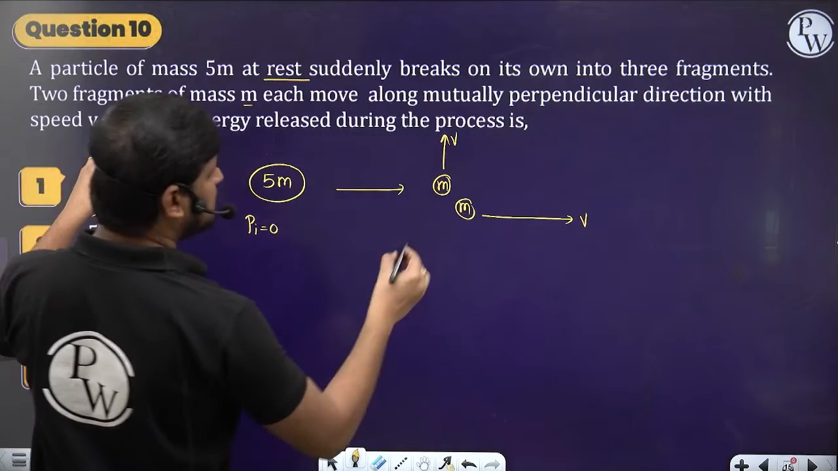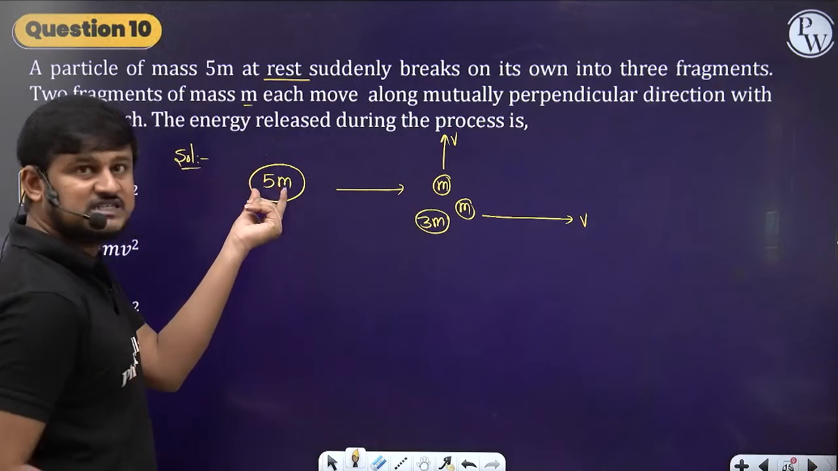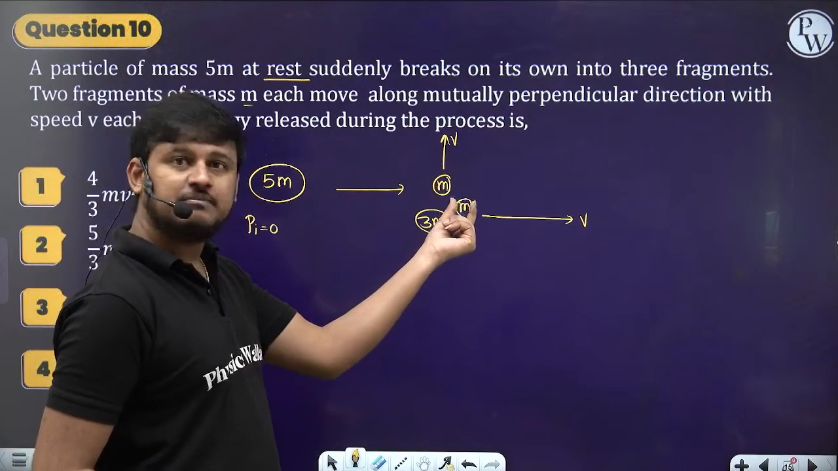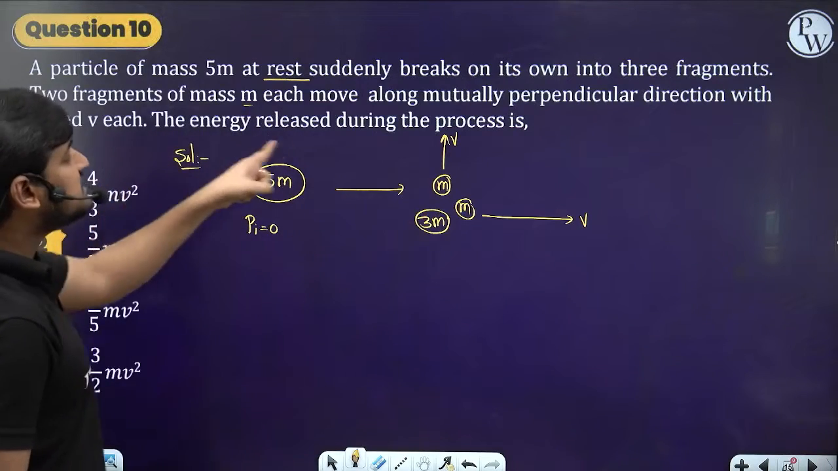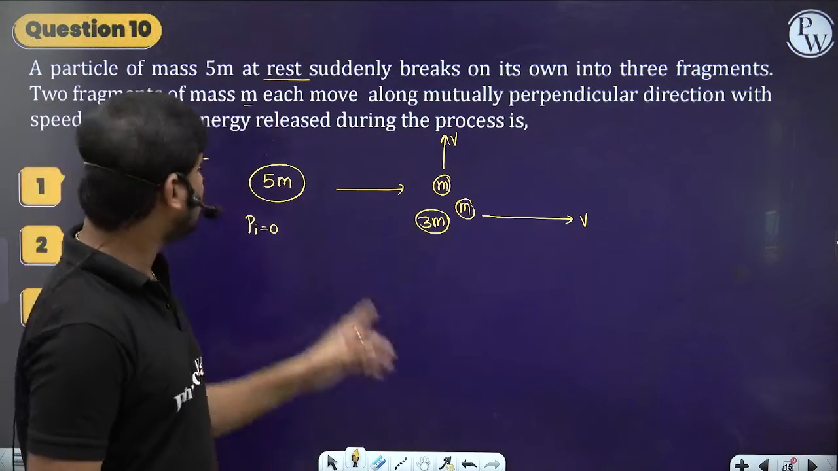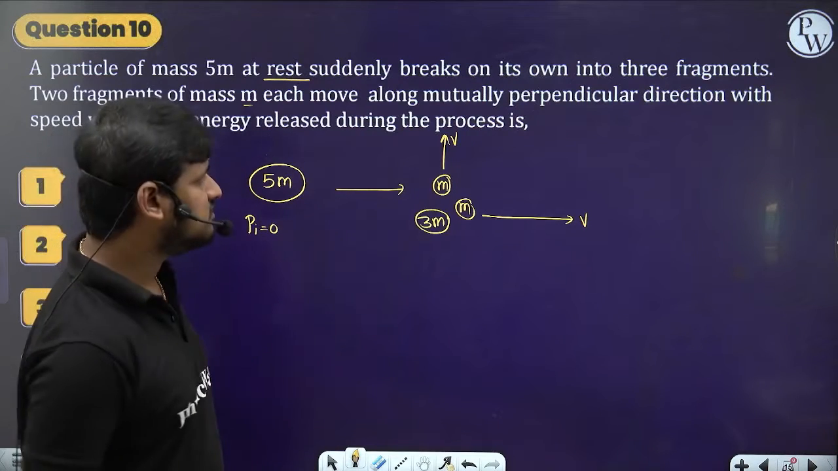Then there is one more mass. What is the other mass? Obviously 3m, because the total mass is 5m, right? So if each of them is m, the third should be 3m. Now, the energy released during the process. They are not asking for the velocity of the third one, they are asking for the energy released.